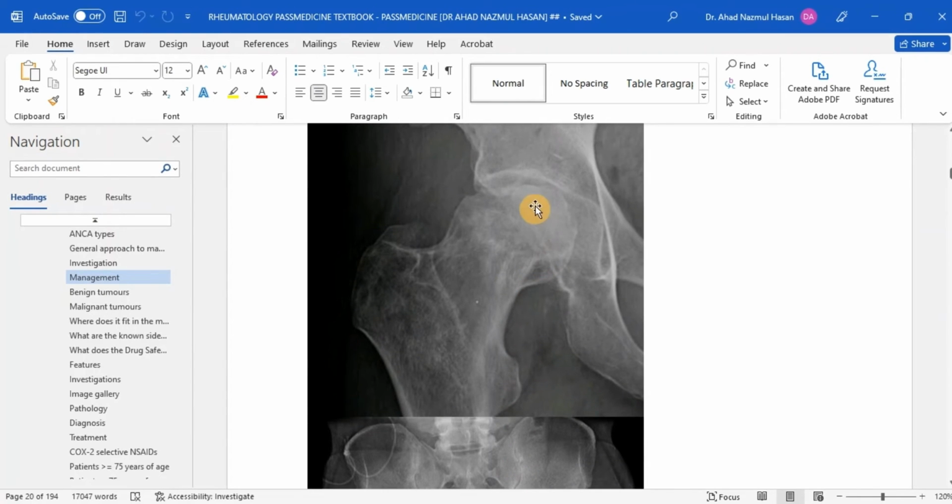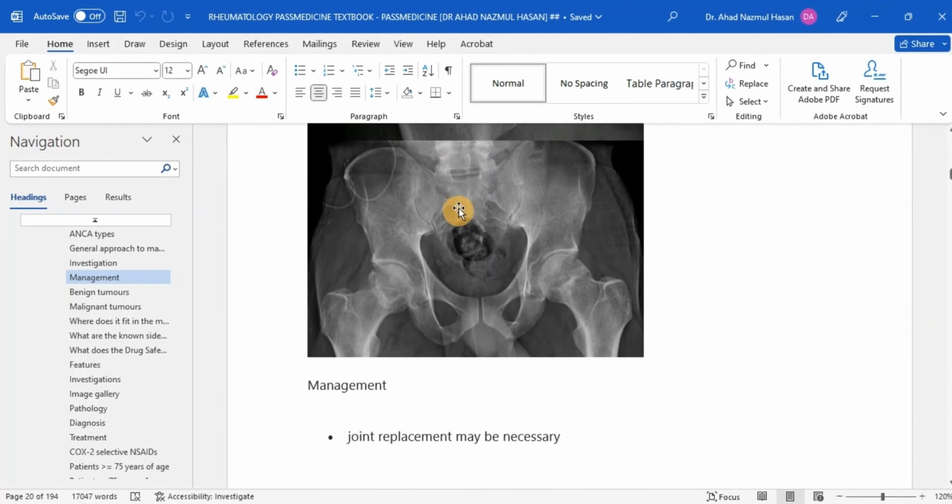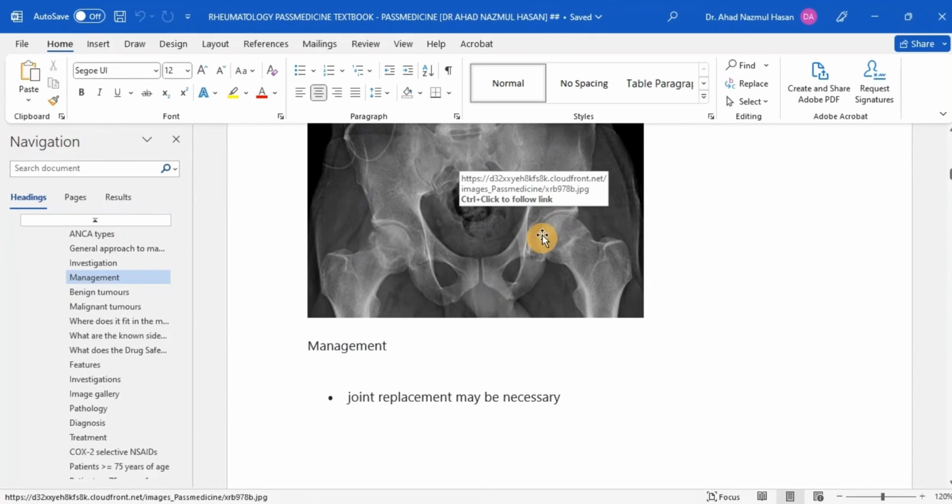And always remember the joint space. The joint space would be preserved. In case of AVN, the joint space is reduced only in case of osteoarthritis. So the joint space is preserved here, but there is some sort of flattening of the femoral head. There is also increased bony density, and there is some sort of pseudo fracture as well as osteopenia.